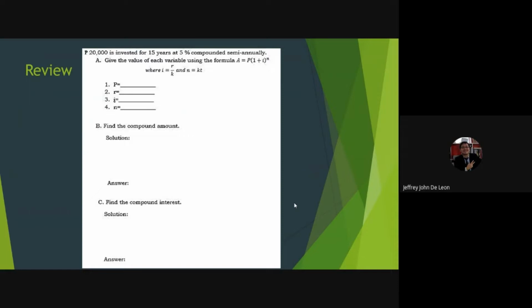Let's start with this example. 20,000 is invested for 15 years at 5% compounded semi-annually. Give the value of each variable using the formula A equals P times the quantity 1 plus i to the power n, where i equals r over k and n equals k times t. So identify the following: P, r, i, and n. Remember, our t here, or time, is 15 years. And our k here is 2, compounded semi-annually.